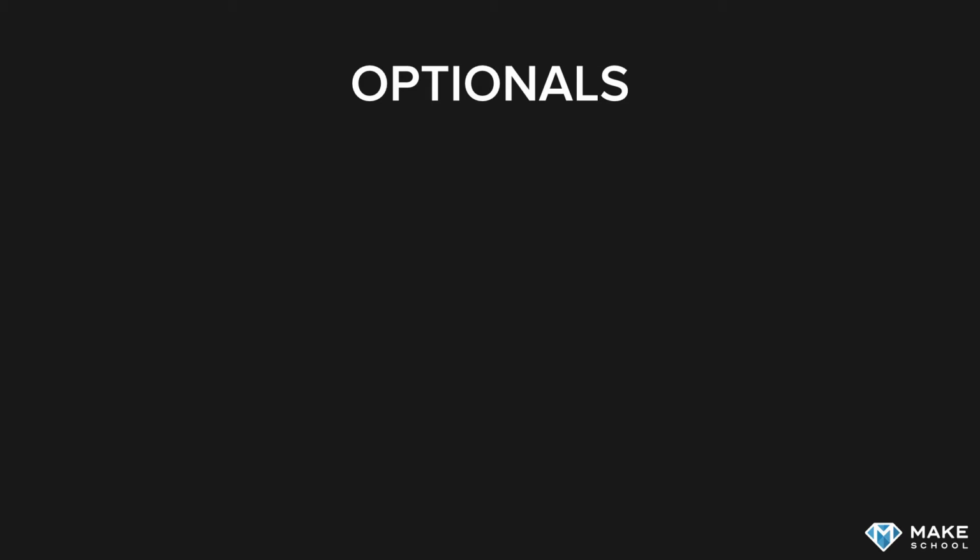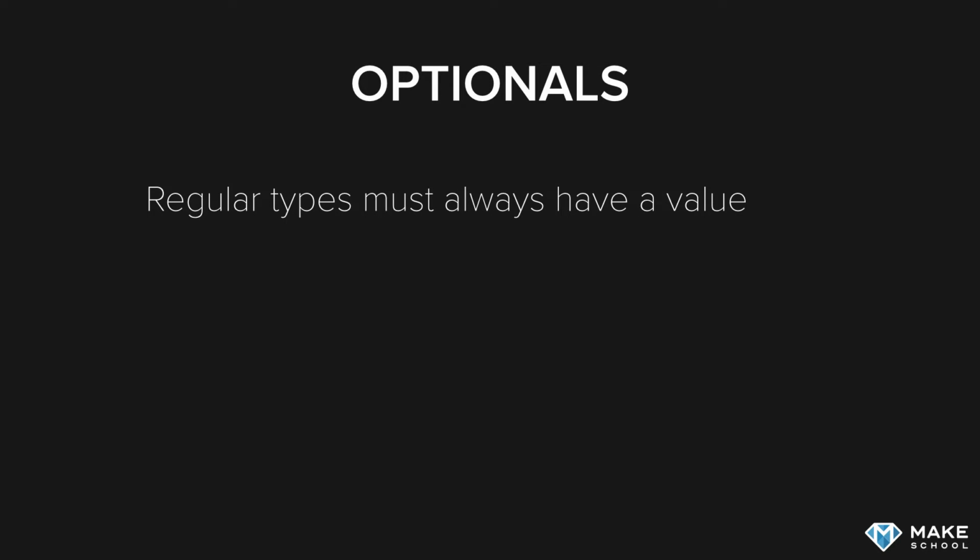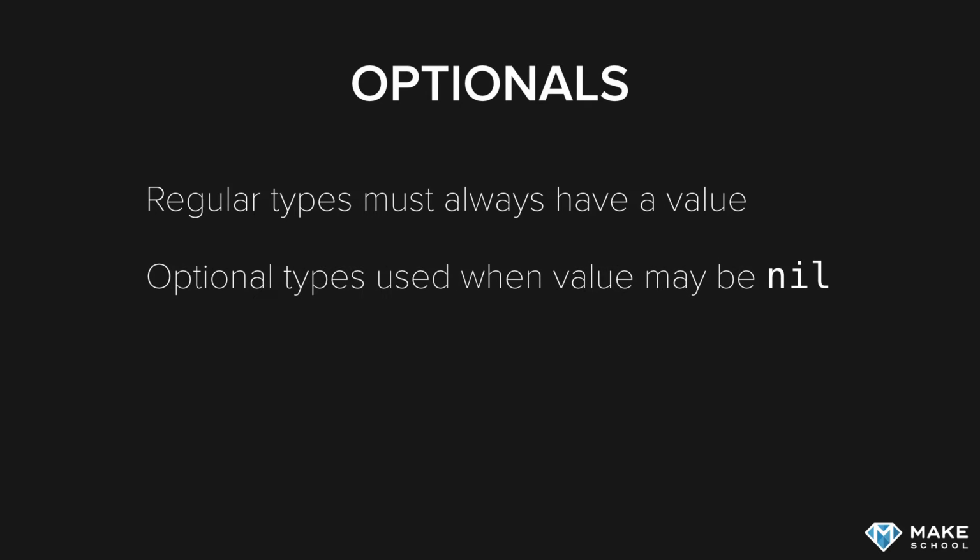So when we declare a regular variable with a regular type, it must always have a value. That value can never start off as nil and never be set to nil later on. But Swift introduces optionals to allow values to be nil. What an optional says is this variable may hold a value, or it may hold nil. Optionals are denoted with a question mark.